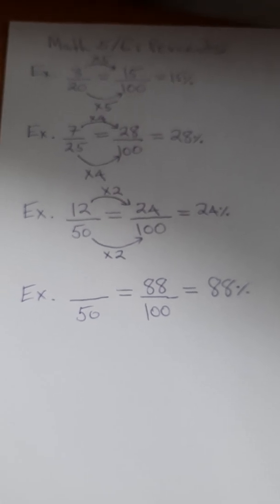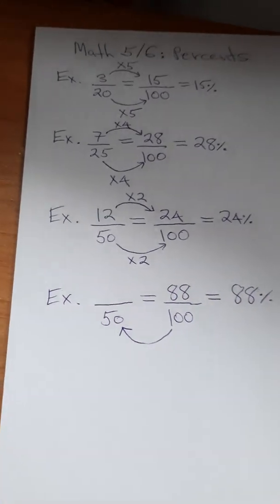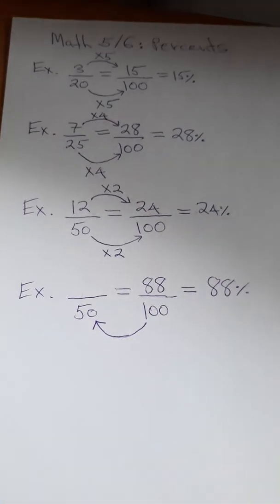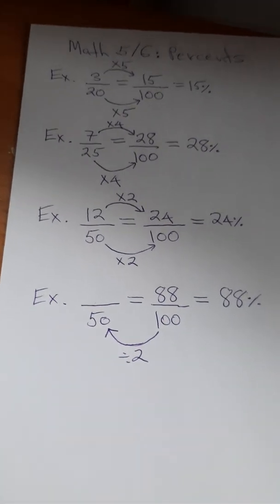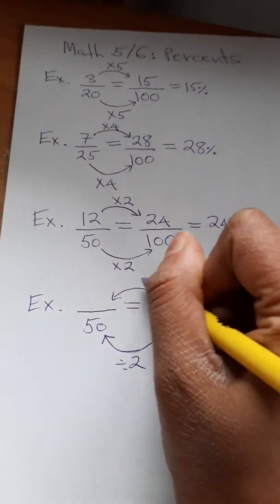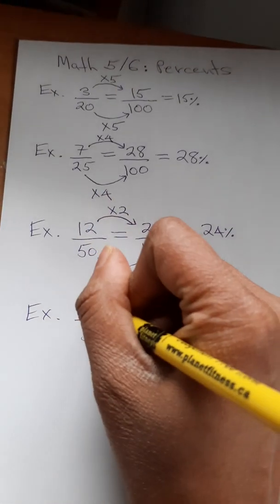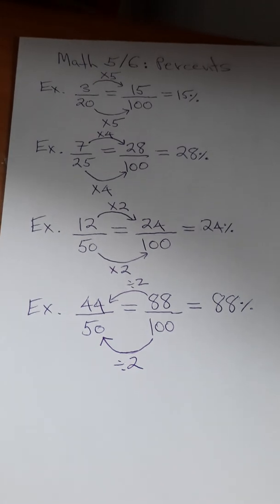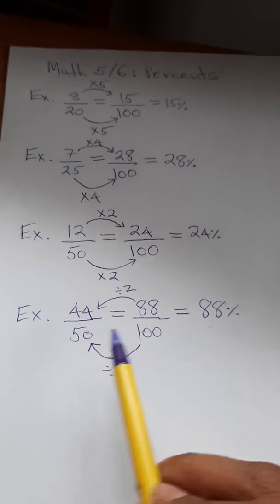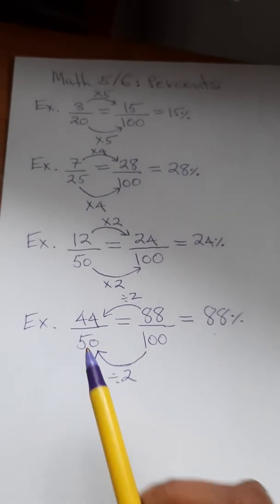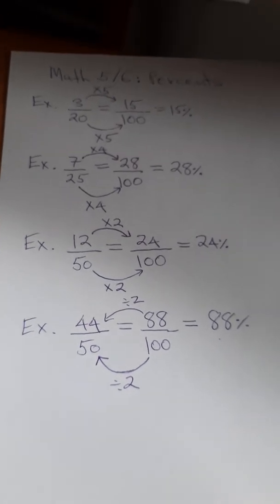I'm going to show you, instead of drawing the arrows going towards the right, I'm going to draw the arrows going towards the left. The reason for this is I'm going to divide this time. So I'm going to do 100 divided by 2, which is 50, and I'm going to do that on the top as well. So you're going to do 88 divided by 2, which is equal to 44. This is going in the opposite direction. I'm given the actual percentage and I'm coming up with the fraction. Once again, I'm not using my calculator here. Let's take a look at one more example.